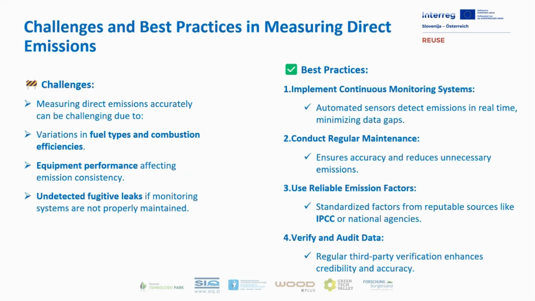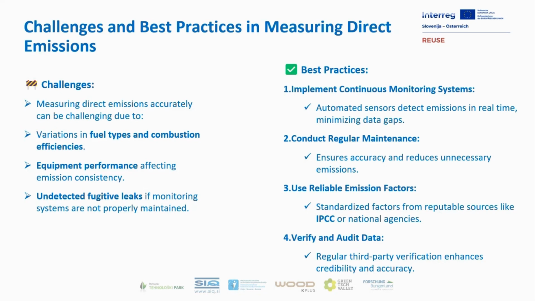Another big challenge comes from fugitive emissions. These are unintended leaks, often from the refrigerator systems or industrial equipment. If the systems for monitoring leaks aren't properly maintained, these emissions can go completely undetected. So, what can organizations do to improve the accuracy of their direct emissions data? Here are some best practices.